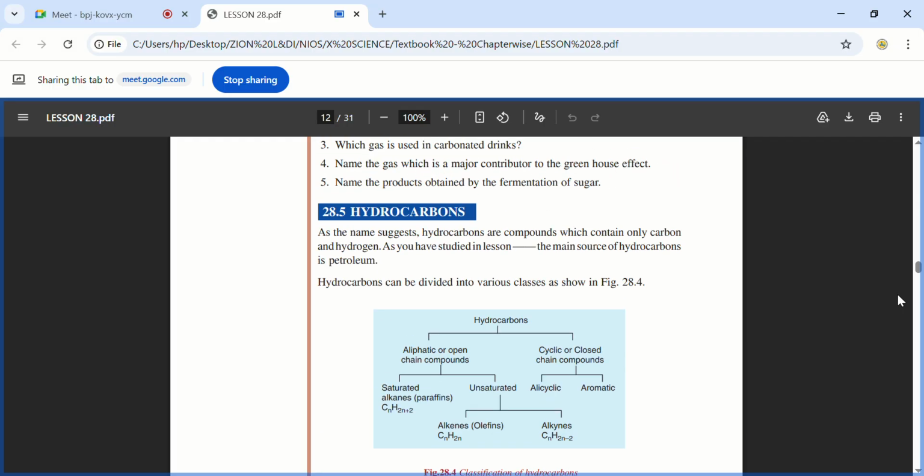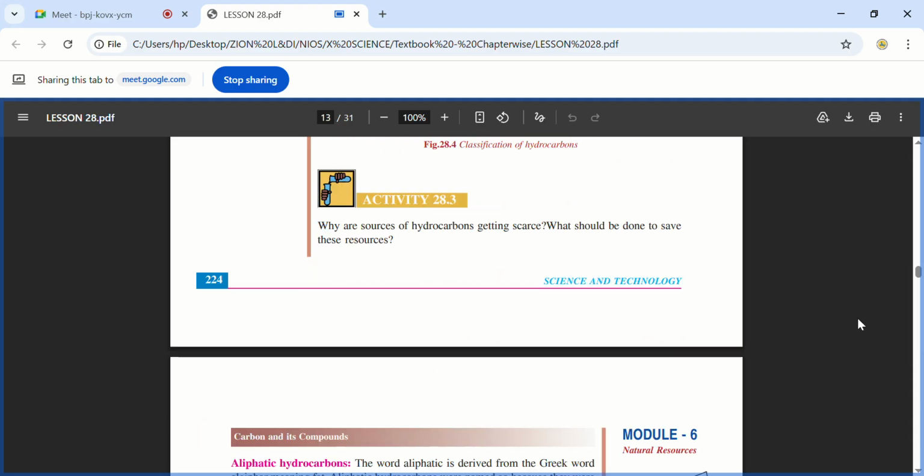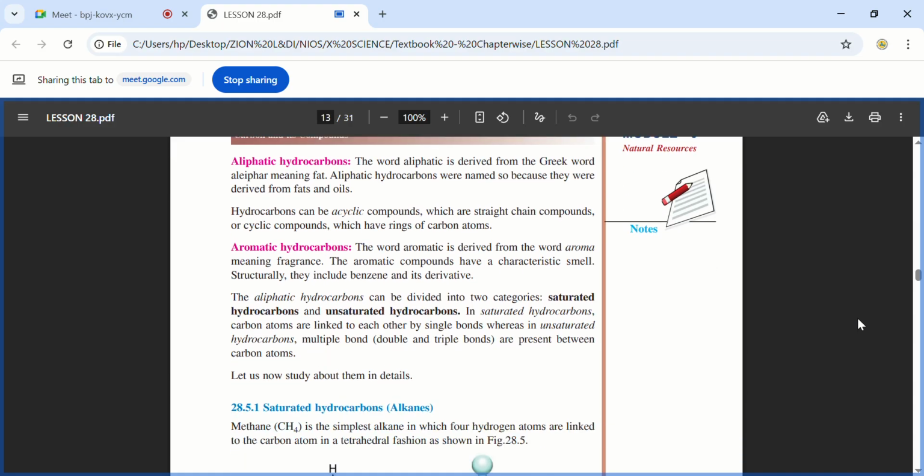28.5 Hydrocarbons. As the name suggests, hydrocarbons are compounds which contain only carbon and hydrogen. As we have studied in the lesson, the main source of hydrocarbons is petroleum. Hydrocarbons can be divided into various classes as shown in figure 28.4. Okay, you leave that. Go to the next page. Read the aliphatic one.